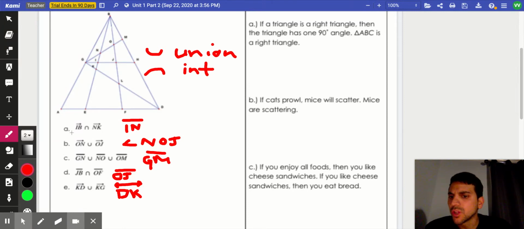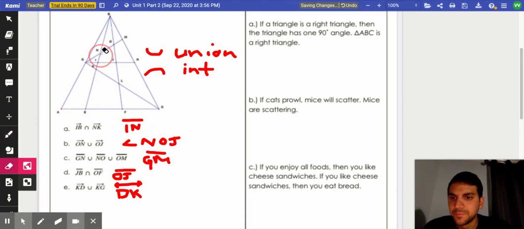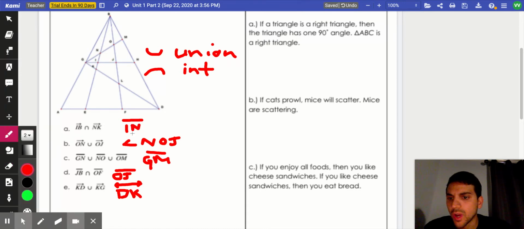So if you look at letter A, it says the ray IB and ray NK. You want to know what it intersects? It's going to intersect just right there, and that's line segment IN. So there's a beginning and an end. Look at the second one, ray ON and the union of OJ. So ON and OJ, the union is going to be everything. So it's going to be angle NOJ or angle JON.